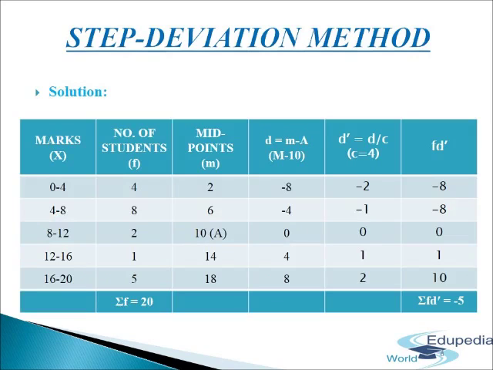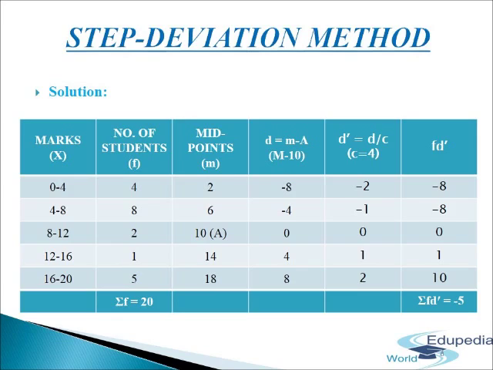We will make table of 6 columns. In the first column we will write marks, which is denoted by X. In the second column we will write number of students denoted by F, which is frequency. After adding up the frequency we will get sigma F, which is 20. In the third column we will write the midpoints that we will get by applying the formula of L1 plus L2 divided by 2. After getting the midpoints from the class intervals, we will take 10 as assumed means.